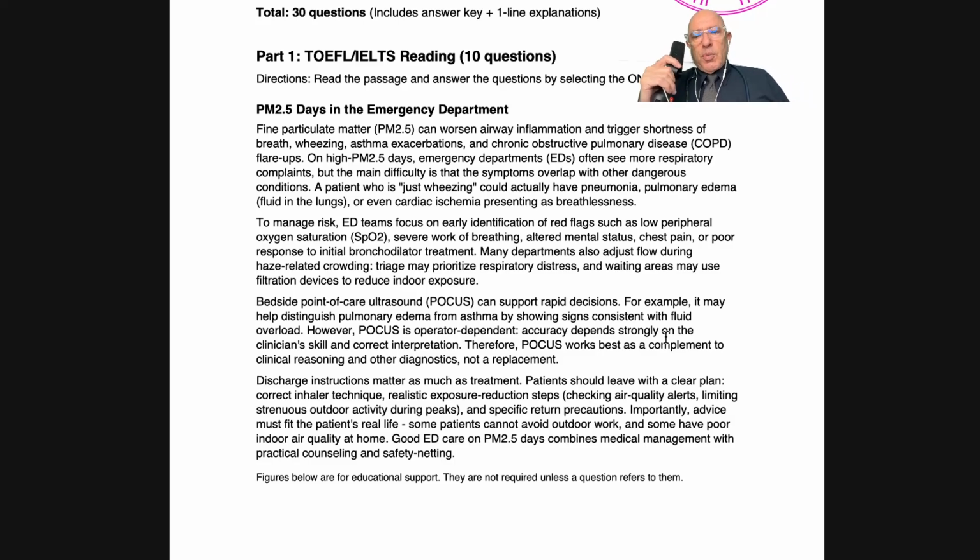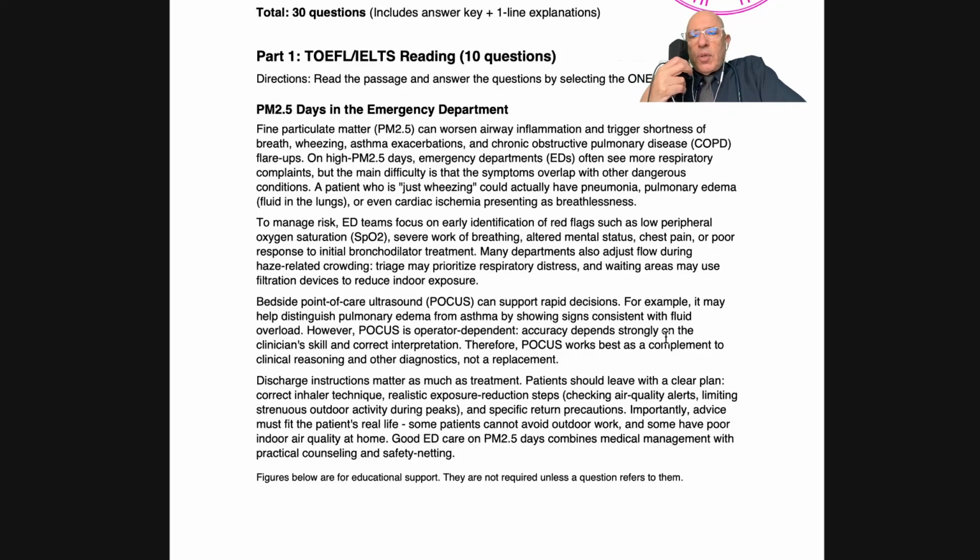Discharge instructions matter as much as treatment. Patients should leave with a clear plan, correct inhaler technique, realistic exposure reduction steps, checking air quality alerts, limiting strenuous outdoor activity during peaks, and specific return precautions.